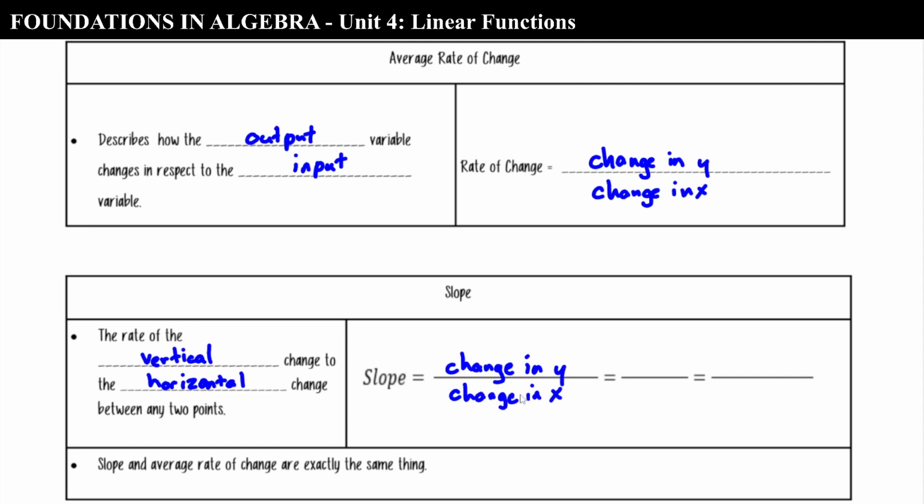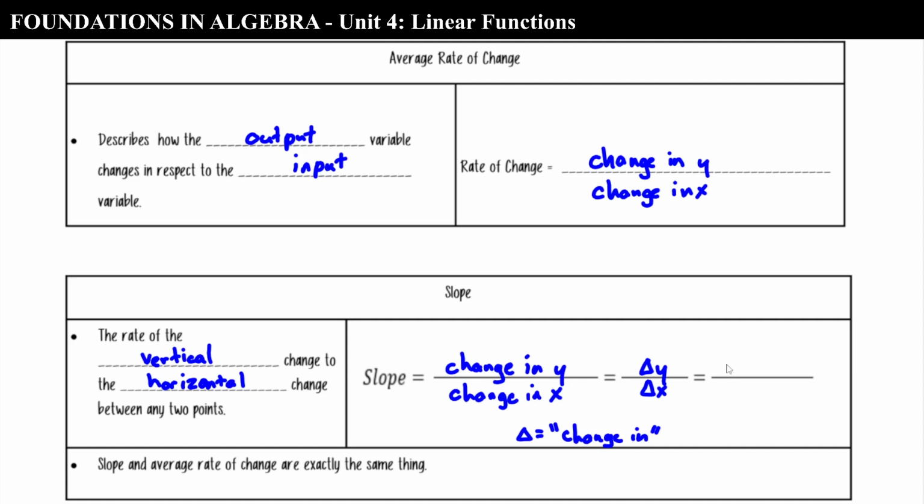Now, here is a mathematical way to abbreviate that. We use the Greek letter delta. We say delta y over delta x. This delta that you see, I'm going to make a note here. Delta is just mathematical shorthand for change in. That way we don't have to write the words change in every single time.